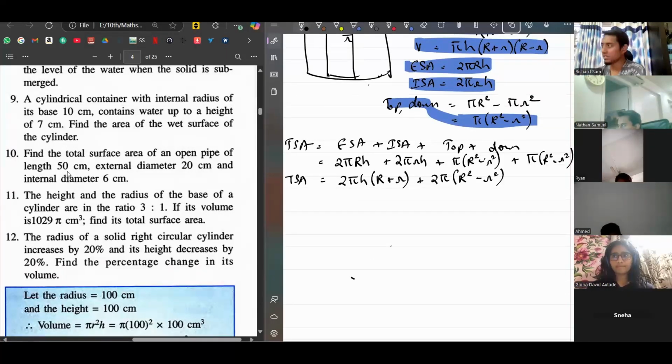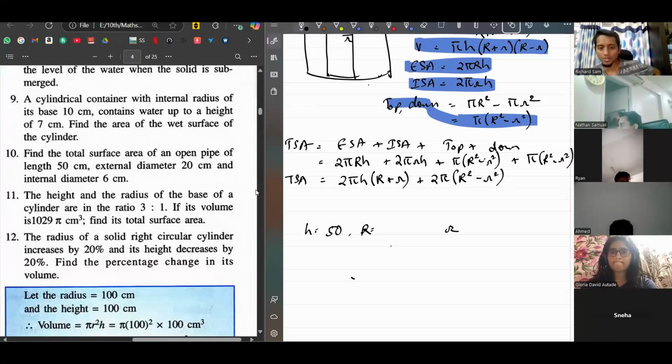So what is 50 centimeter? Length, there is no L over here. What is that value? It's height. See, a length of a pipe, no? If you put the pipe standing up, that becomes a height, no? So take it as H, height. Height is 50 centimeter. Then you have external diameter. So we don't take diameter, we take radius. External radius and internal radius.